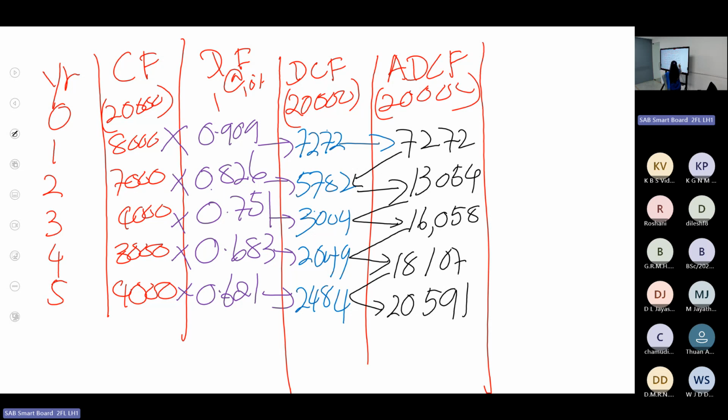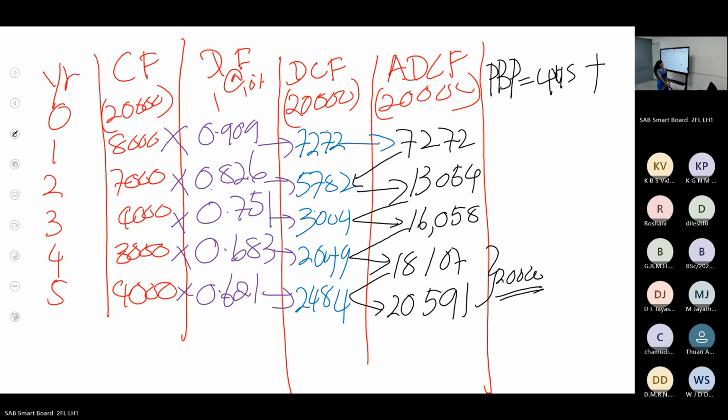How much do we need? We need 20,000. So therefore, we can identify the payback period. Payback period equals definitely how many years? 4 years plus. During this year, how much are we going to have? That is 2,484. But how much do we need to recover our investment?